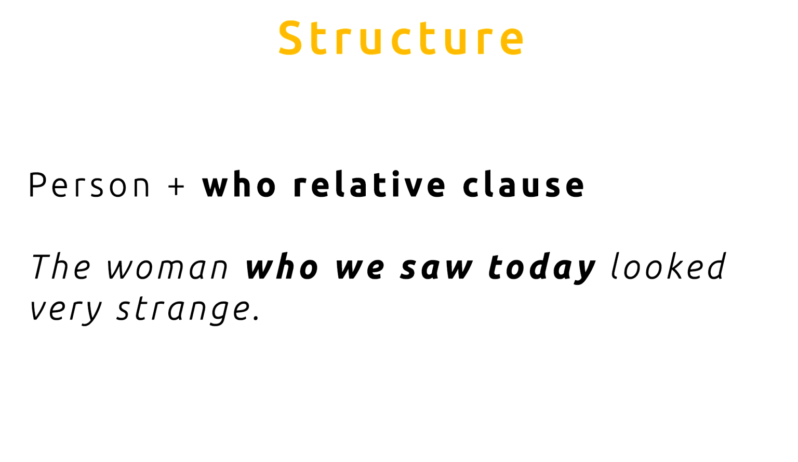Here's the structure for the who relative clause. We use a person plus a who relative clause. For example, the woman who we saw today looked very strange. This is a who relative clause. If I simply said, the woman looked very strange, people wouldn't know what woman I was talking about. So the who relative clause identifies which woman I'm talking about.